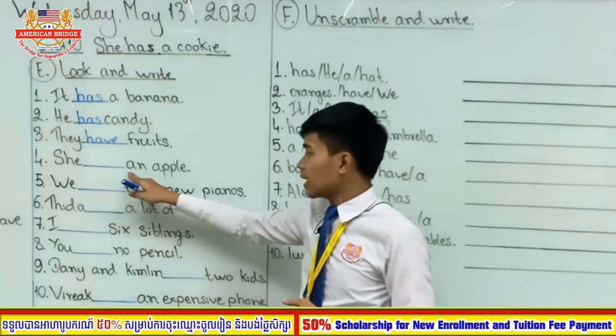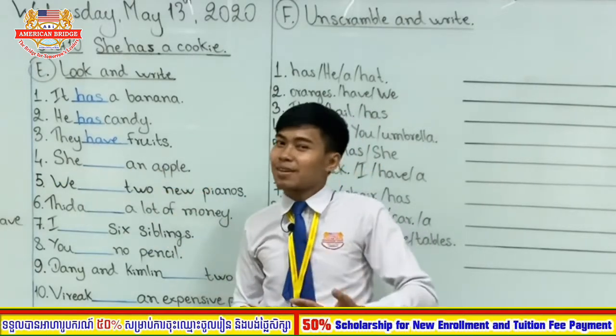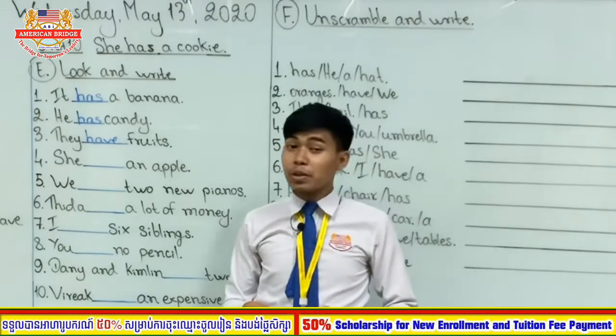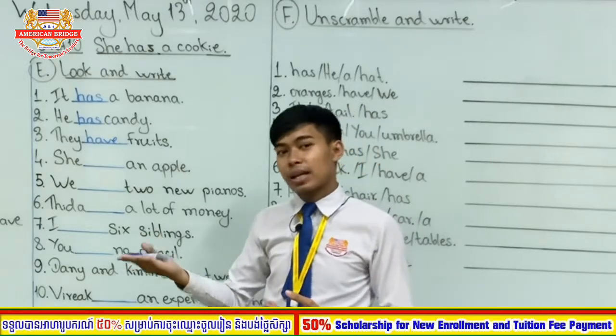Let's go to number 4. She blank an apple. So she we use with has or we use with have? So she we use with what? With has, right? She has an apple.